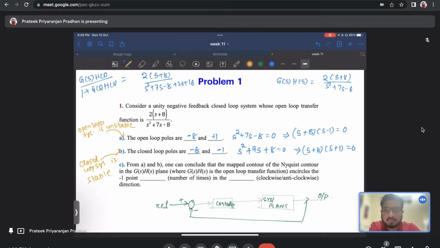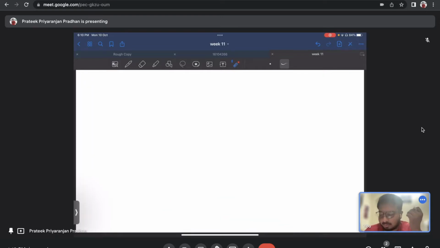Now the next question asks: from A and B, one can conclude that the mapped contour of the Nyquist in the GSHS plane encircles minus 1. It asks how many times the GSHS Nyquist plot will encircle the minus 1 point, whether in clockwise direction or in anti-clockwise direction. I guess you have gone through the Nyquist plot, how to draw it and the mapping concepts, because if I take all those concepts here, it will be very hectic, and I might not be able to solve it in the limited time.